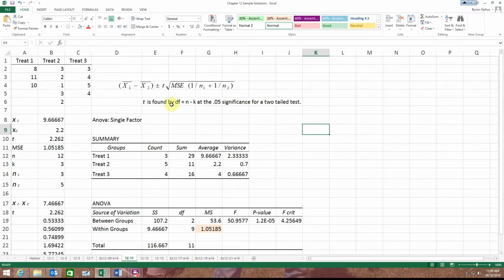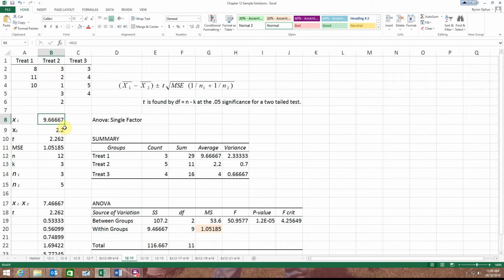So this says the mean of x1 minus the mean of x2 plus or minus t, and t I find how we used to find t. My degrees of freedom is my n, the number of items in here, which is 3 plus 5 is 8 plus 4 is 12, so n minus k, k being my three treatments, so it's 9, right? Then I look that up in the back of the book under the t distribution on page 734 or 35, at that particular two-tailed level of significance. So I go down to 9, and sure enough, it's equal to 2.262.